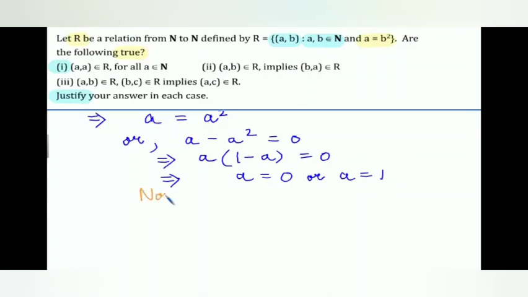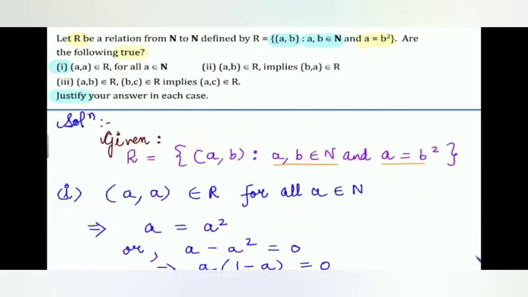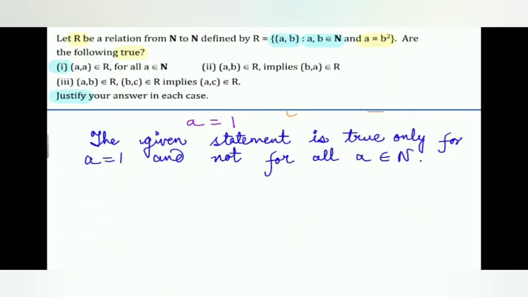That means (a, a) belongs to R is only possible for 0 and 1. 0 squared is 0 and 1 squared is 1. Right? But 0 will not come in the natural numbers, so it is only possible for a = 1, because the square of 1 is 1. In all other cases, that is not possible. So (a, a) belongs to R is possible only for a = 1. True only for a = 1, and not for all a belongs to N.